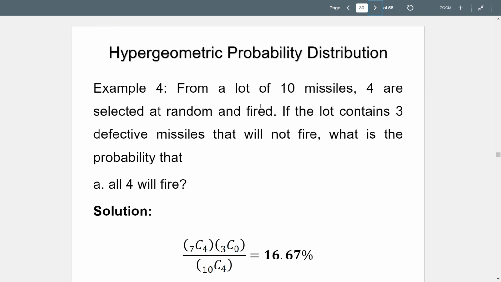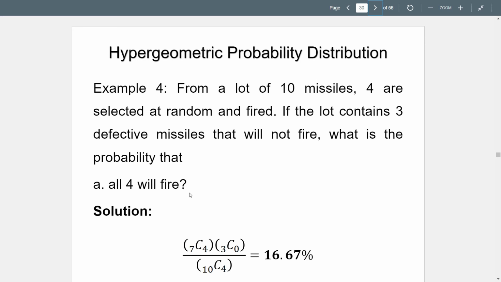So from a lot of 10 missiles, 4 are selected at random and fired. If the lot contains 3 defective missiles, which will not fire, what is the probability that all 4 will fire?